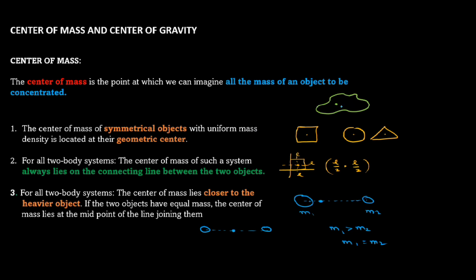So these are the properties of center of mass. First, we define center of mass as a point where all mass of the object is concentrated. Then for a symmetrical object, it lies at their geometric center. For any two-body system, center of mass will always lie on the line connecting them, and it is always closer to the heavier object. If the two objects have the same masses, center of mass will lie at the center of the line connecting them.